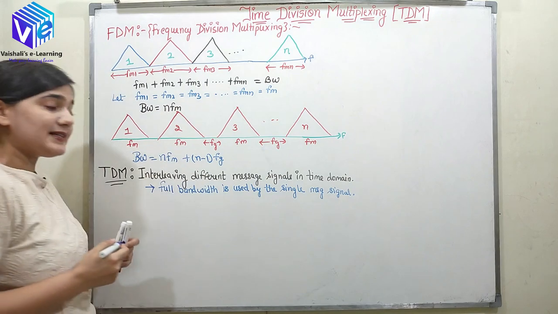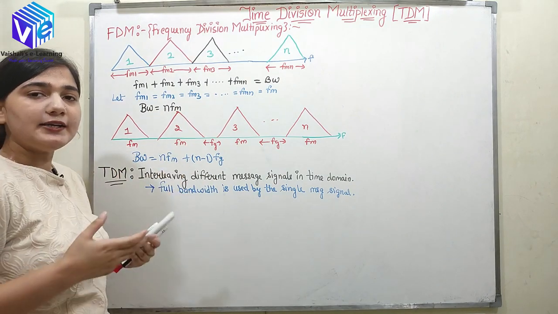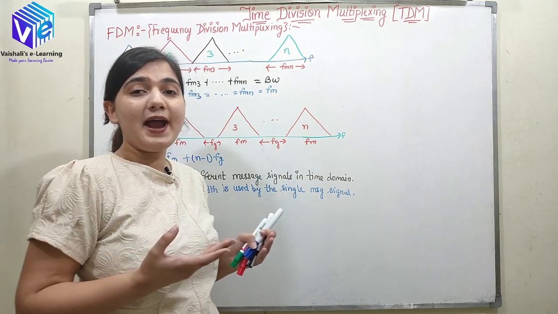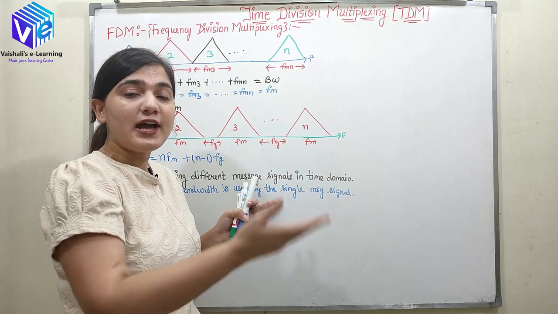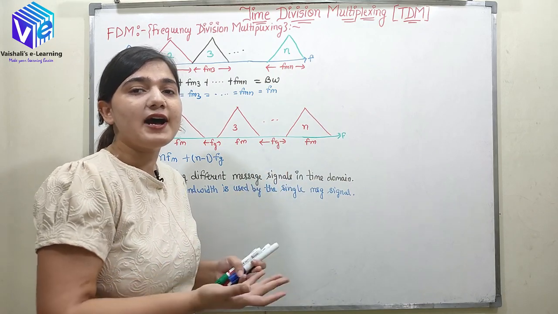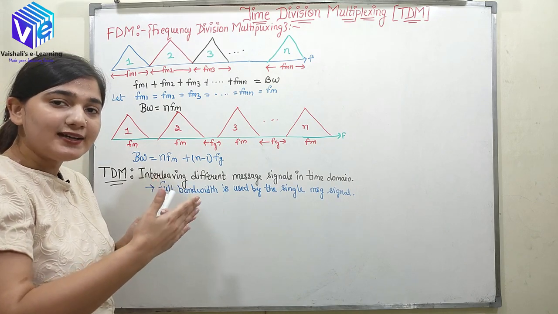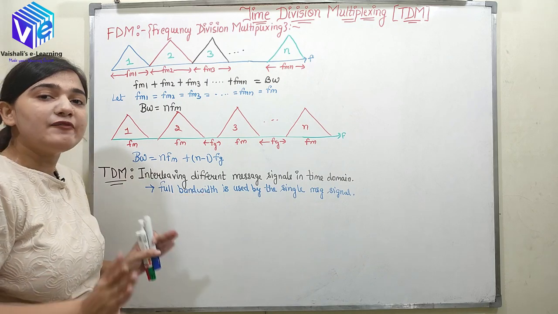So a single message signal is using the full bandwidth in time division multiplexing. And if it is using the full bandwidth, if I had the full pipe width to transmit one solution, it will be faster. Or I can say I require less bandwidth to transmit the same signal. So both are win-win situations.